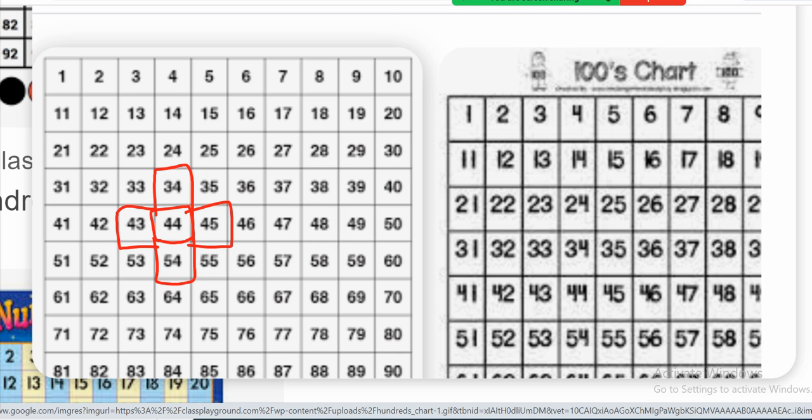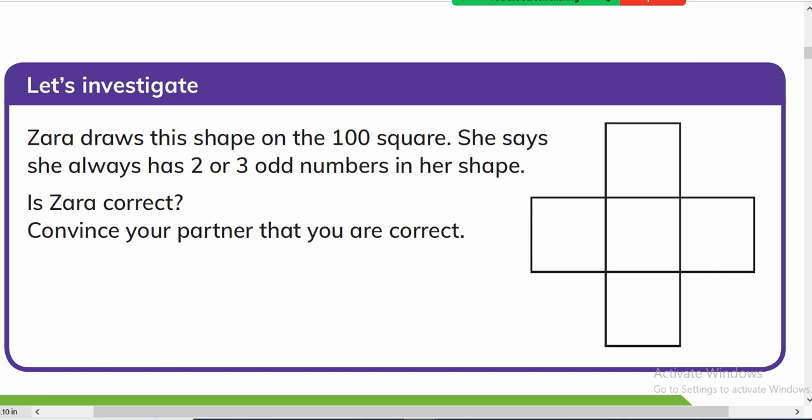And if we start with an odd number, like 39, which is an odd number, we will have 3 odd numbers in this shape. Like in 9's line, these all are odd numbers. In this line, they have 43 and 45, odd numbers. So Zara is right in saying this.